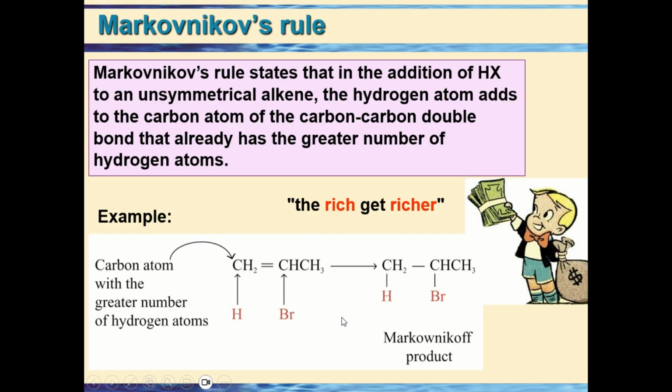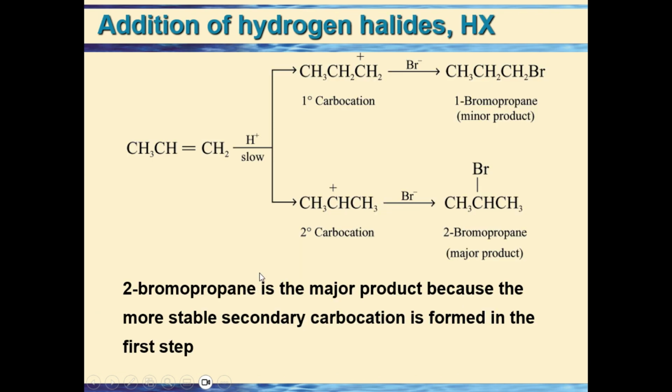The major product will be the one where the hydrogen is bonded to the carbon with higher number of hydrogen initially. Okay, one more time. Markovnikov's rule says that the major product is the one with hydrogen atoms added to the carbon atoms with more hydrogen atoms initially. So let's go back to the example. So if I have propene, an asymmetrical alkene, reacting with HBr, I get two different products. The first one, hydrogen is added to the carbon on the left. Second one, hydrogen is added to carbon on the right.